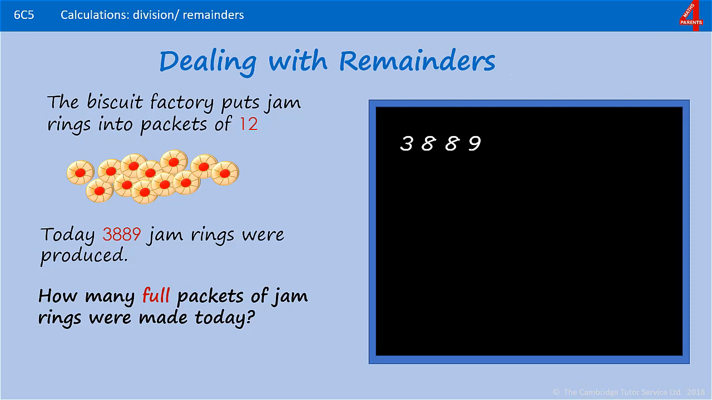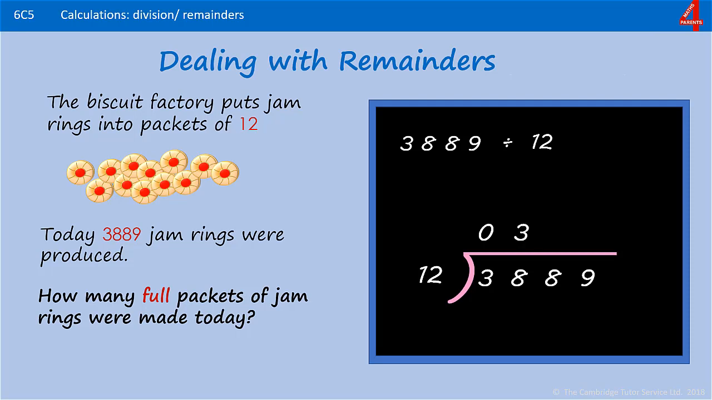3,889 divided by 12. So we're going to use the short division method here. 12s into 3 doesn't go. 12s into 38 goes 3 times, 2 left over. 12 into 28 goes twice, 4 left over. 12 into 49 goes 4 times, and there's 1 left over. So the answer is 324, remainder 1.